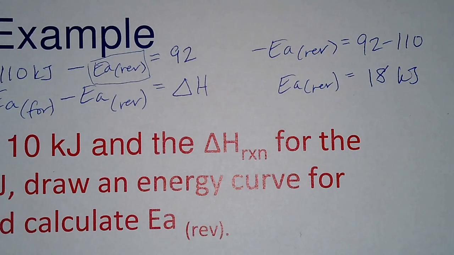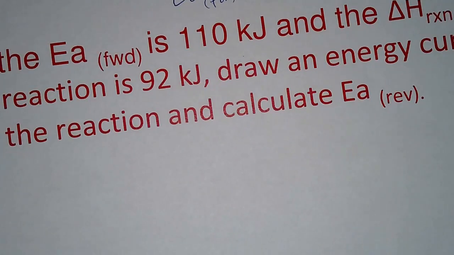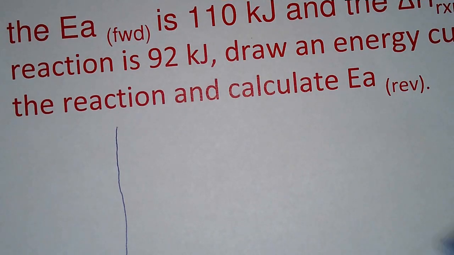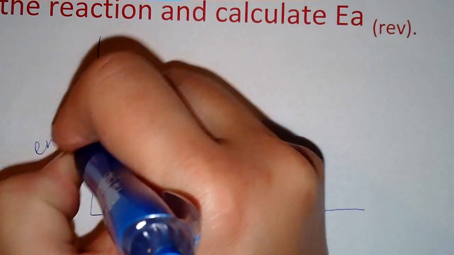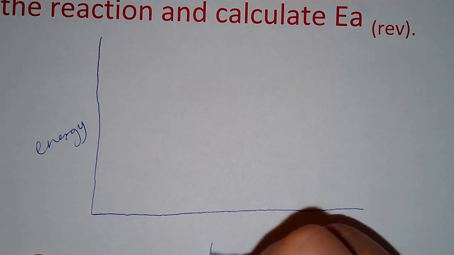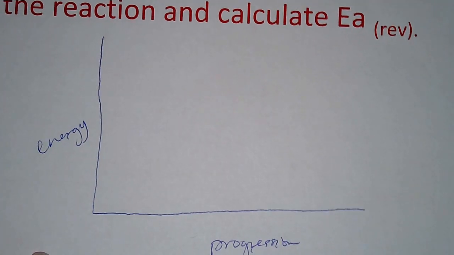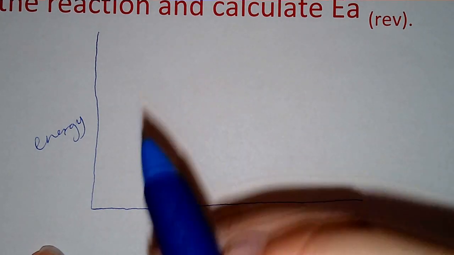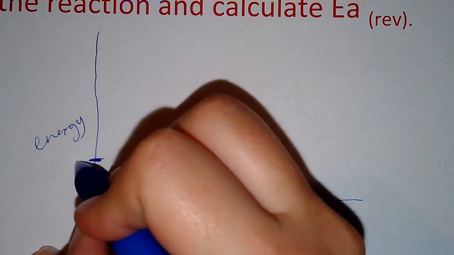Alright, so if we look at this with a graph, we can get the same information. So I'm going to draw my graph. We have energy on the y-axis. This is going to be my progression on the x-axis. So I'm going to start with my energy of my reactants. And it doesn't really matter where. I'm going to start here. I'm going to say this is my reactants.